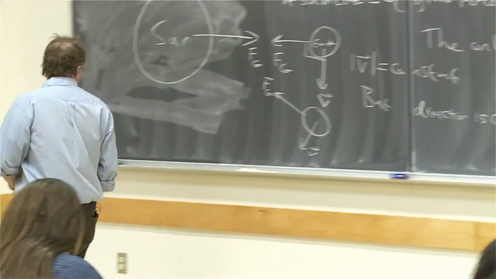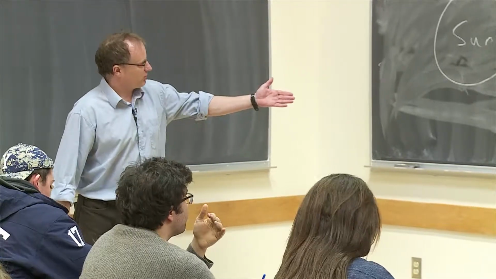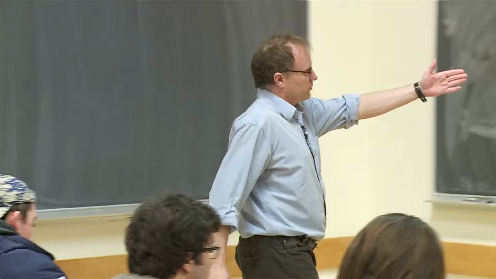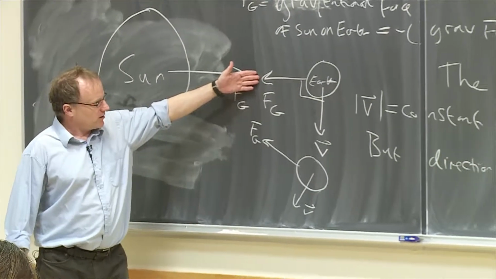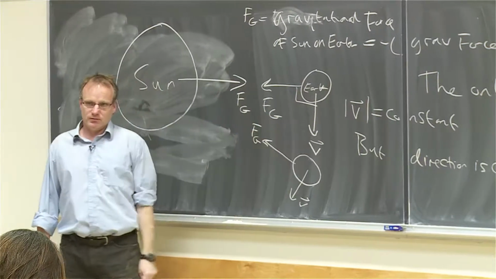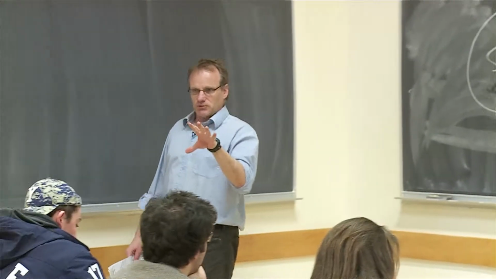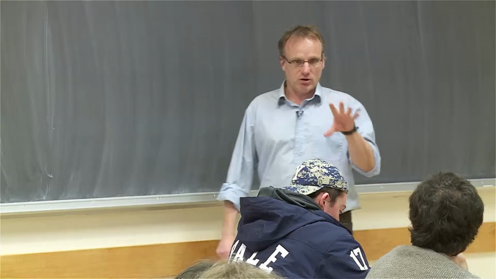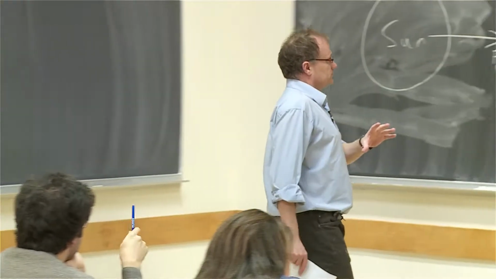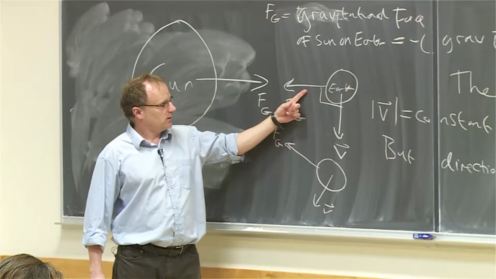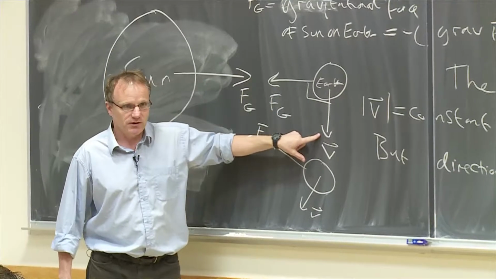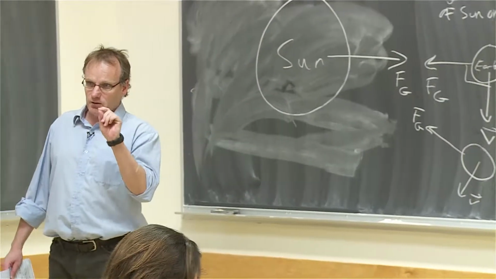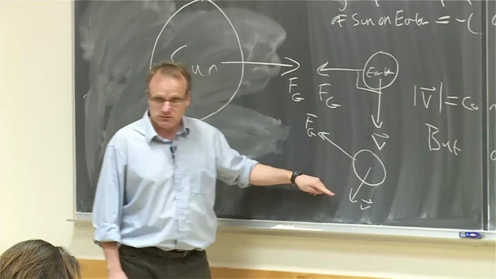So you could say the reason why the Earth doesn't fall into the sun is because it doesn't want to, right? The force that's pulling on it is perpendicular to the movement. That's one fundamental property of something that's moving in circular motion. Whenever something moves in a circle, the force on that object is always perpendicular to the velocity.